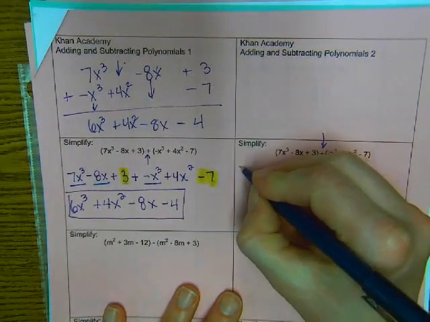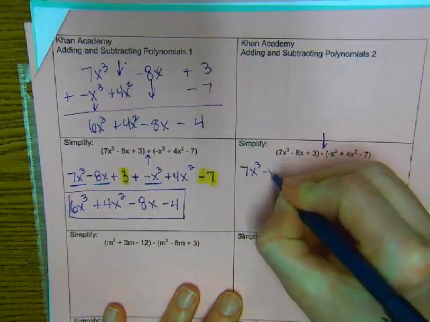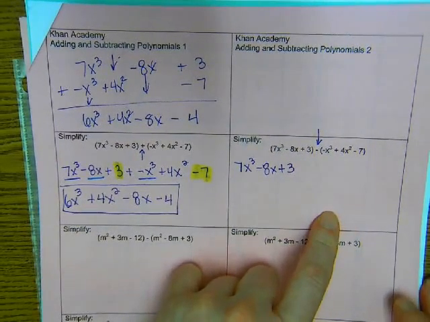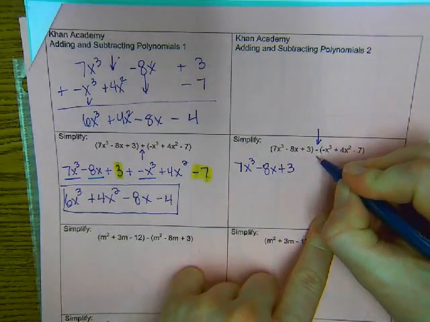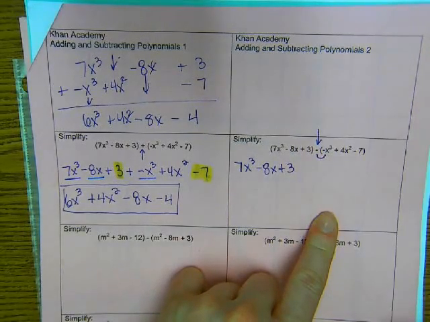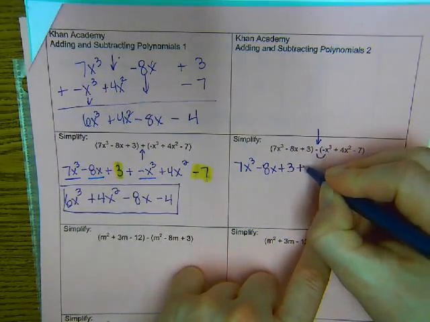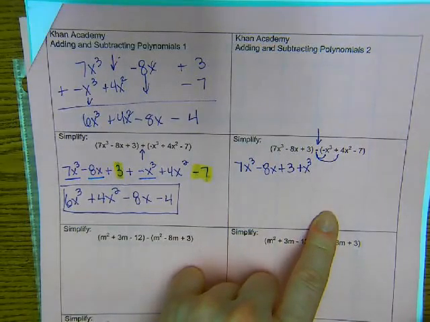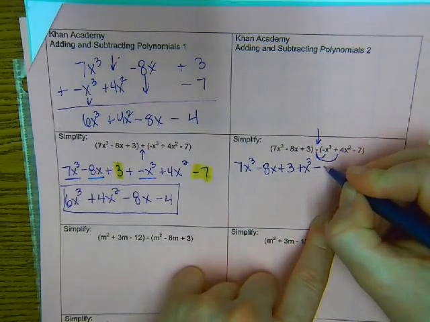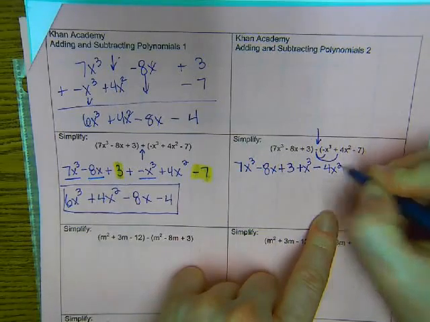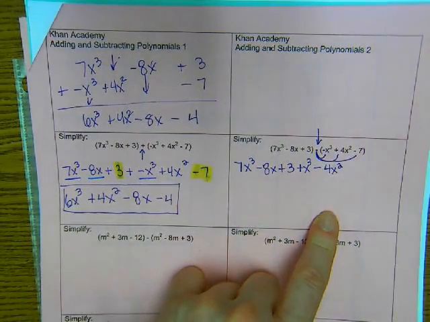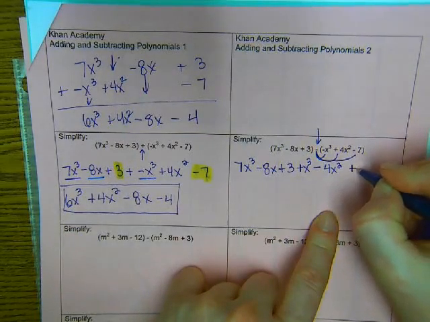So we're going to rewrite 7x cubed minus 8x plus 3, and now we're going to subtract. And I'm going to go real slow, and I'm going to go term by term. Minus a negative x cubed, what am I going to write then? Plus x cubed. Minus a positive 4x squared. That would just be minus 4x squared, wouldn't it? How about the last thing? Minus negative 7. What would I write there? Okay.